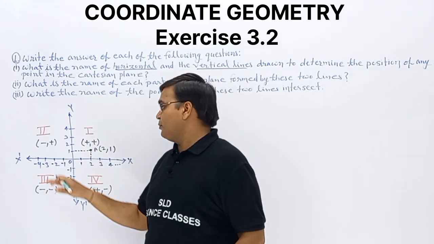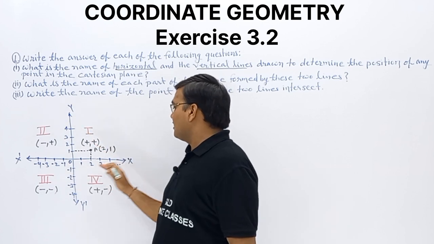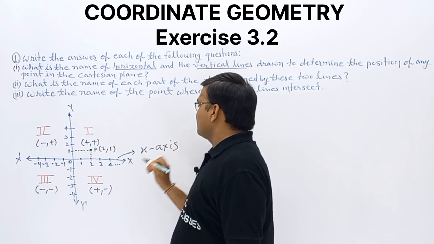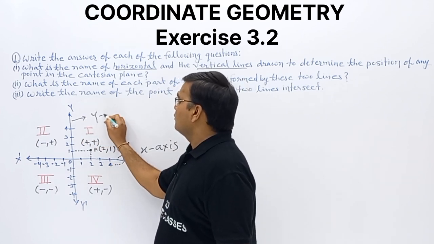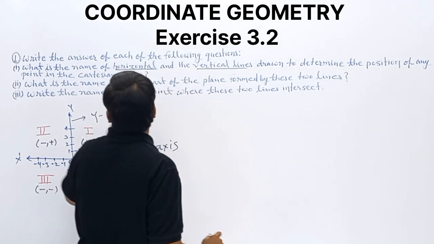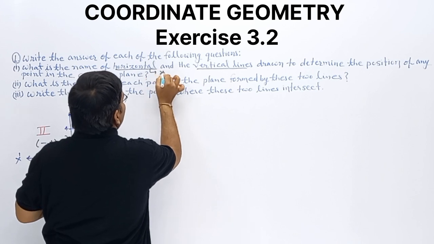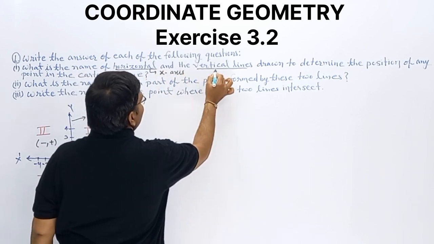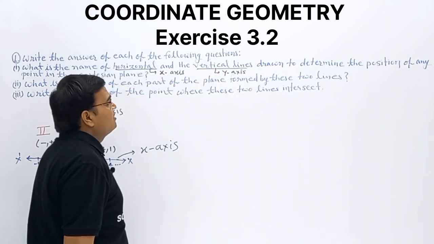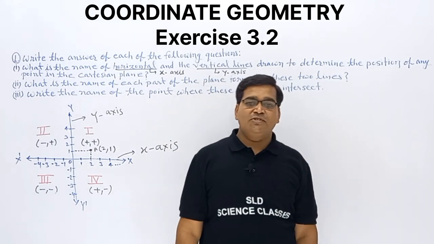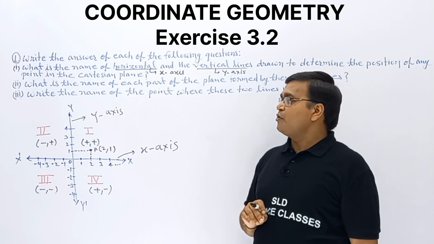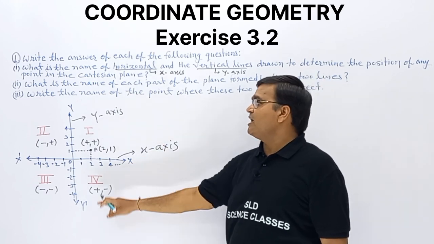So we want the name of the horizontal line, and this is the vertical. This horizontal line is called the x-axis, and this vertical line is called the y-axis. What is the name of the horizontal number line? This will be the x-axis. And the vertical number line? This will be the y-axis. Clear? So this is the answer for this question. Easy question. The horizontal number line is called the x-axis and the vertical number line is called the y-axis.